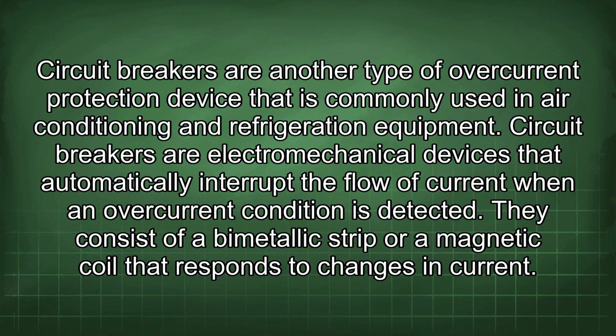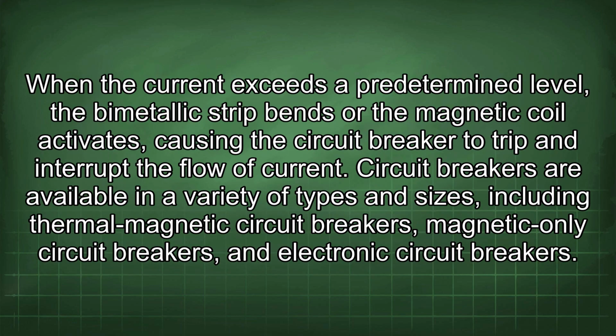Circuit breakers are another type of overcurrent protection device that is commonly used in air conditioning and refrigeration equipment. Circuit breakers are electromechanical devices that automatically interrupt the flow of current when an overcurrent condition is detected. They consist of a bimetallic strip or a magnetic coil that responds to changes in current. When the current exceeds a predetermined level, the bimetallic strip bends or the magnetic coil activates, causing the circuit breaker to trip and interrupt the flow of current.